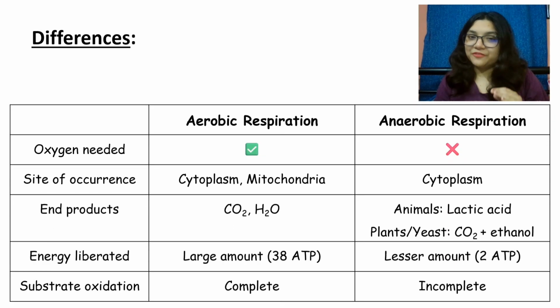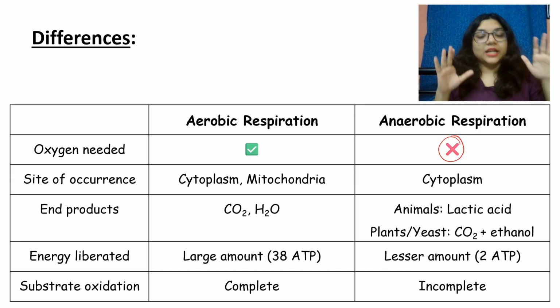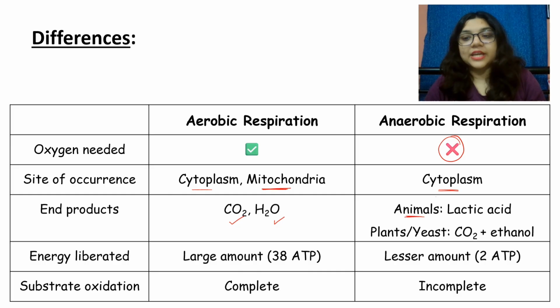The pyruvate in this case, as they are showing, will undergo lactic acid fermentation and produce lactic acid, also known as lactate. So let's have a recap of the differences between aerobic and anaerobic respiration. In aerobic respiration, oxygen is needed, while in anaerobic respiration, oxygen is not needed. Glycolysis for both will occur in the cytoplasm, while in aerobic respiration, the mitochondria come in for the Krebs cycle and the electron transport chain. End products in case of aerobic are CO2 and H2O. In case of anaerobic, in animals we have lactic acid, and for plants or yeast, we have CO2 and ethanol.